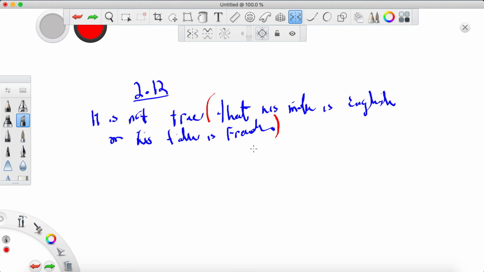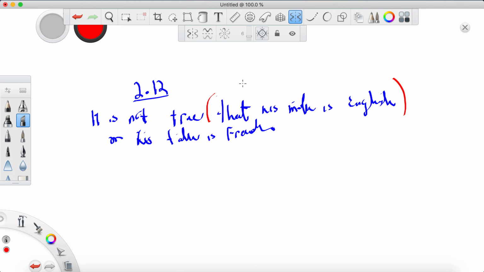Another way to interpret it, and this is just the nature of ambiguity of language, is that it is not true that his mother is English, or his father is French. But the reason I don't think that this is the correct way to interpret the sentence is because, remember, sort of at the beginning of the semester, we talked about the statement P is true if and only if P. It would be kind of an unusual thing to make a statement, a true statement, a statement about a statement here, and here just make an ordinary statement, right?